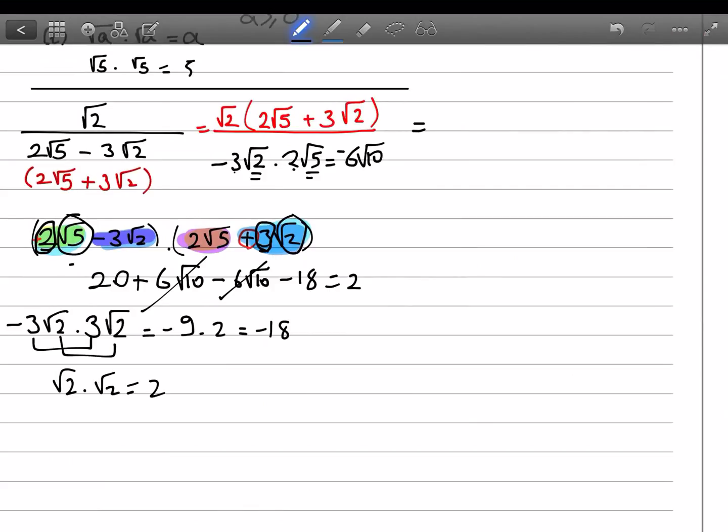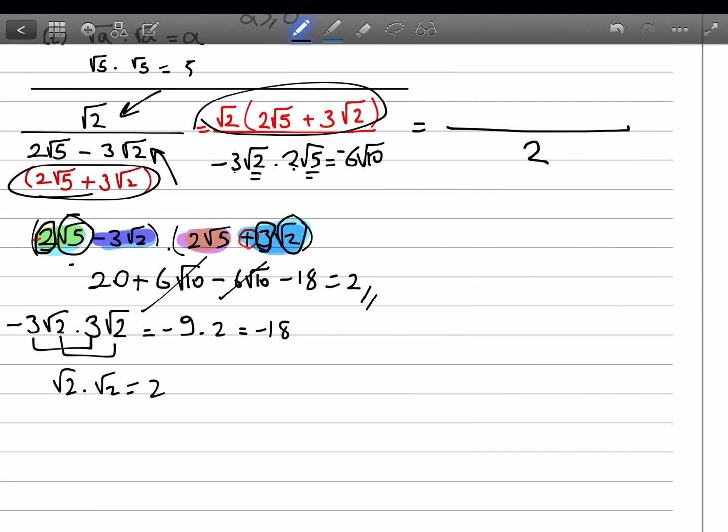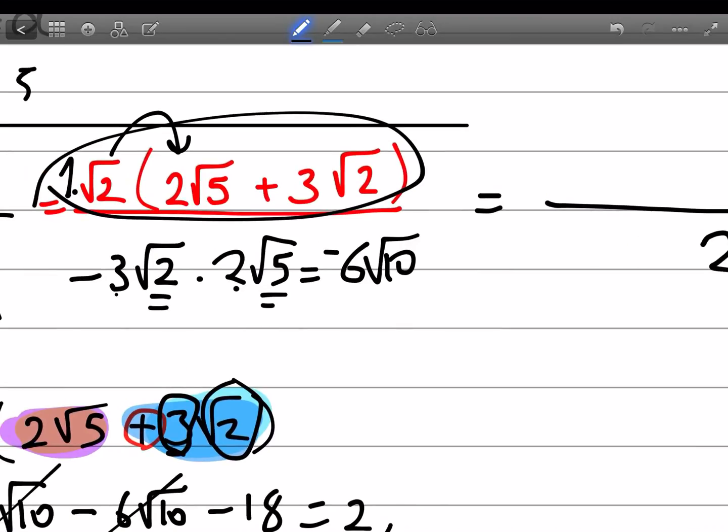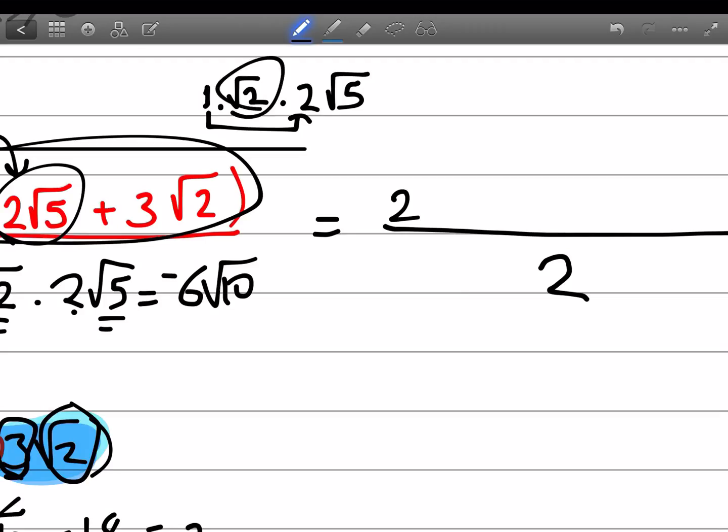We multiplied the conjugate of the denominator with both the numerator and the denominator. We finished the denominator and found 2. Now we do the same procedure for the numerator. Multiply 1 times root 2, 1 times root 2 times 2 times root 5. 1 times 2 is 2. Root 2 times root 5 is root 10.